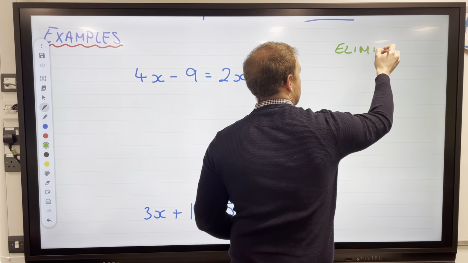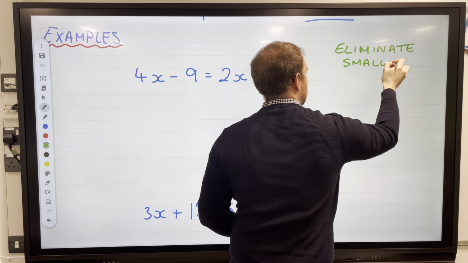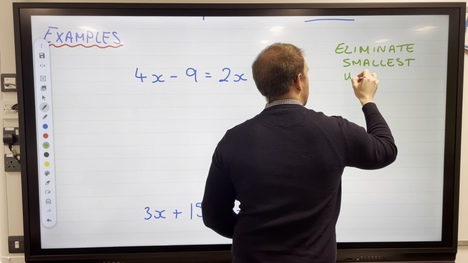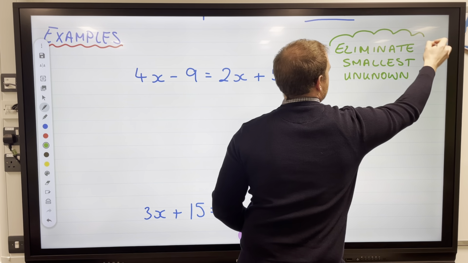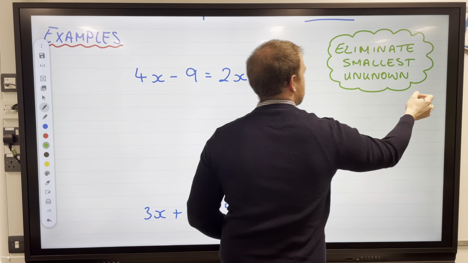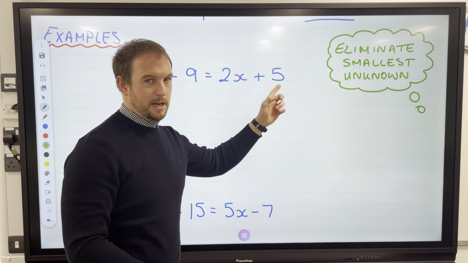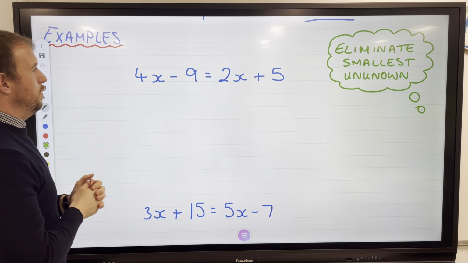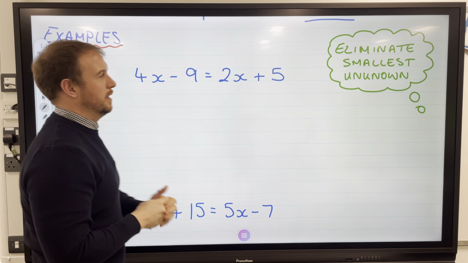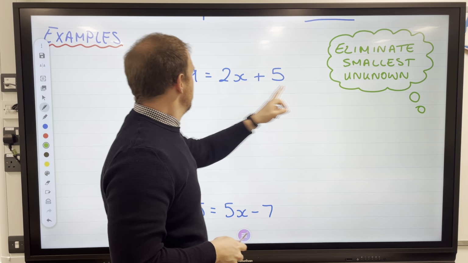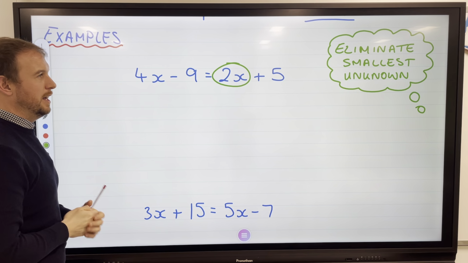Eliminate smallest unknown. That there is the key phrase for any of these equations, okay? Write it down, have it there by your examples. So here we have 2 unknowns. We have a 4x and a 2x, okay? Unknown is your letter. So smallest is 2x, okay?